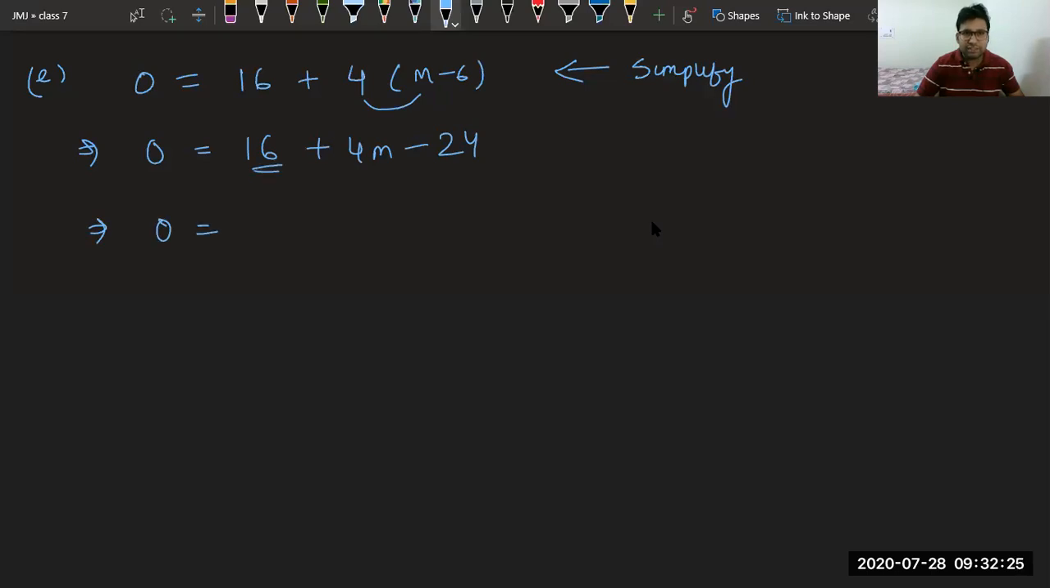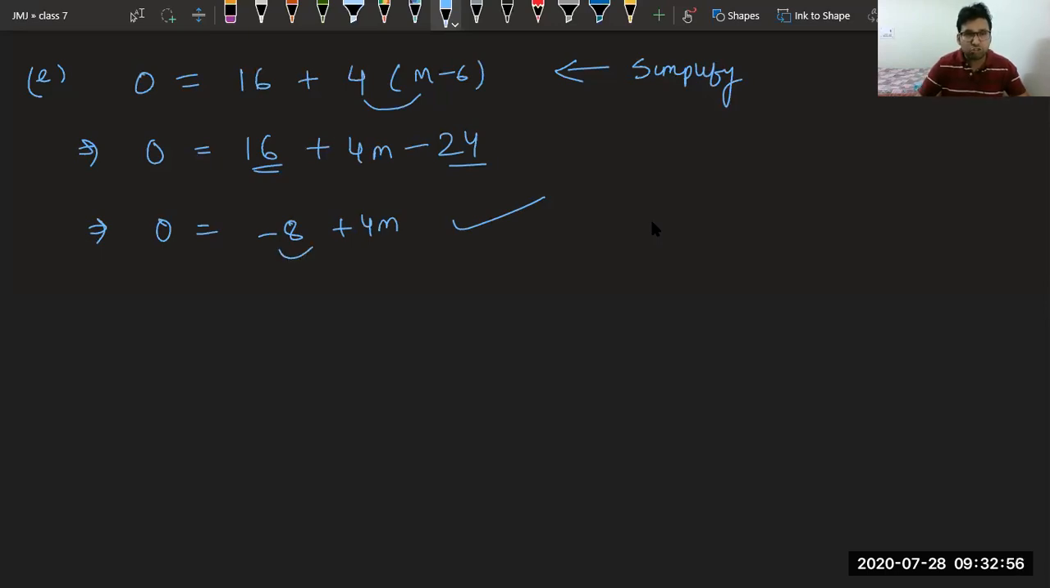Further, we can see 16 and 24 are like numbers, they can be solved. It is minus 8 plus 4m. This is the simplified question. Now tell me, what will we do now in inverse method? Please tell me, what will we do now? In inverse method, what shall we do? We will add 8 on both sides.